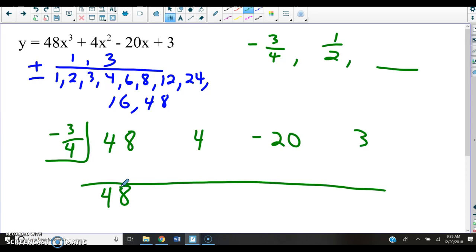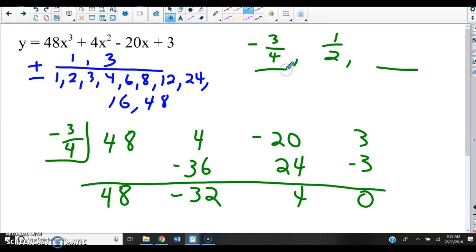So synthetic division, drop the 48. -3/4 times 48, I believe, is -36. When we add, we get -32. When we multiply negative with negative, we get positive. 3/4 of 32, I believe, is 24. So we're going to get 4 times -3/4 will be -3, and indeed it does end in 0. So -3/4 was working.